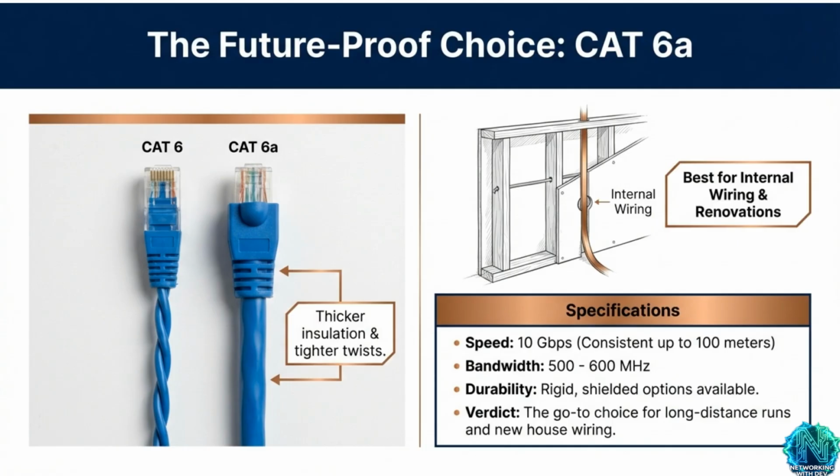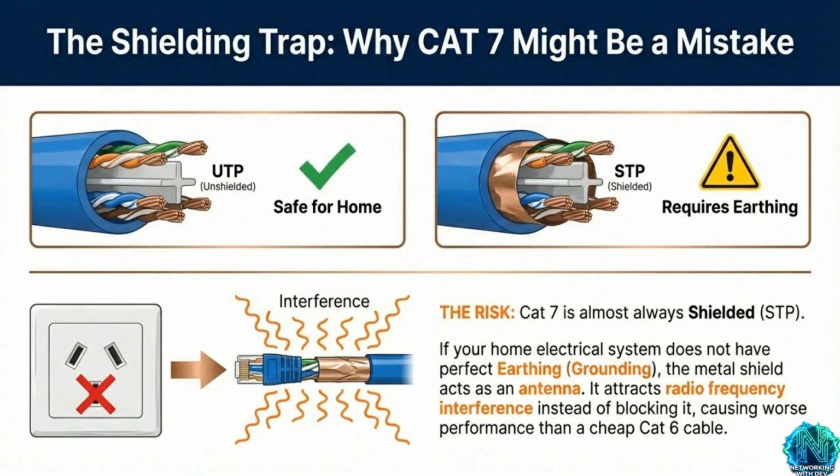Because it's a bit harder to work with due to its thickness, we recommend this as the go-to choice for internal wiring in major renovations. If you're pulling cable through walls today, Cat6a ensures you won't have to do it again for a very long time. As you can see in the diagrams, most home cables are UTP, or unshielded twisted pair, which is perfectly safe for standard environments.